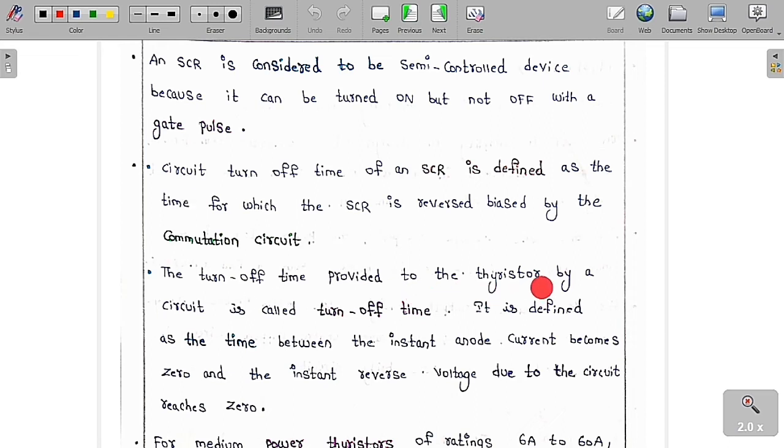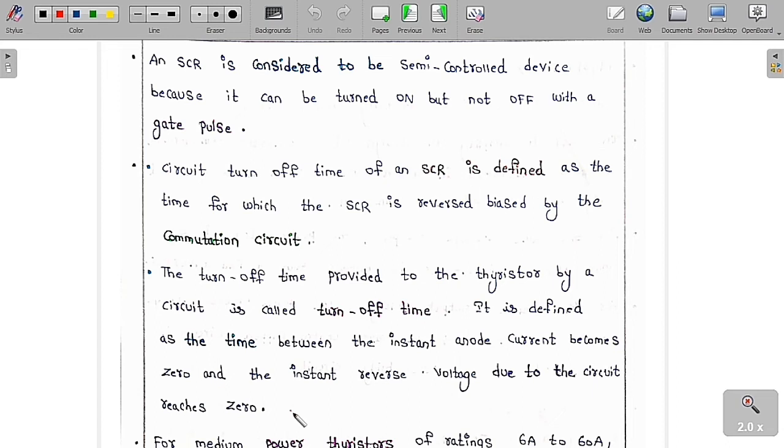The turn-off time provided to the thyristor by a circuit is called the circuit turn-off time. It is defined as the time between the instant the anode current becomes zero and the instant the reverse voltage due to the circuit reaches zero. So simply, the turn-off time is the duration between the time the anode current becomes zero and the time the reverse voltage becomes zero.